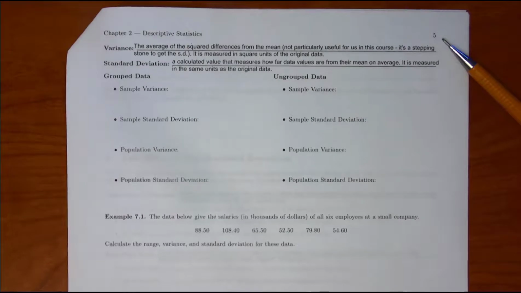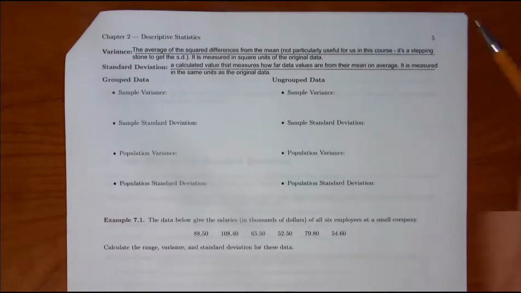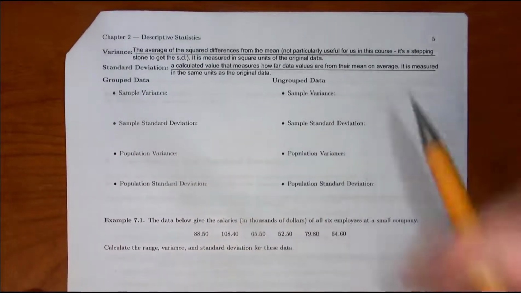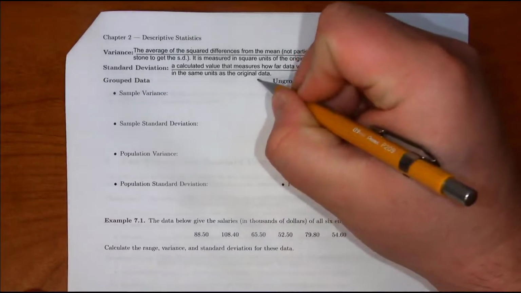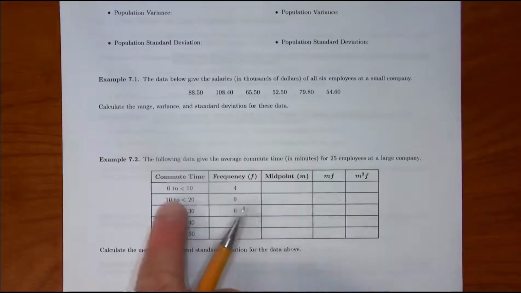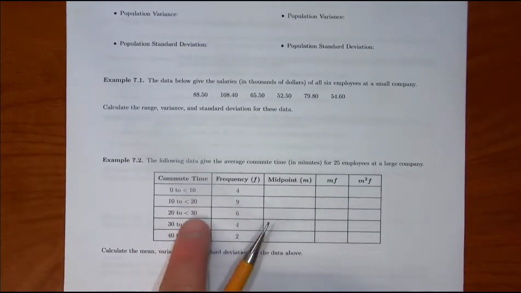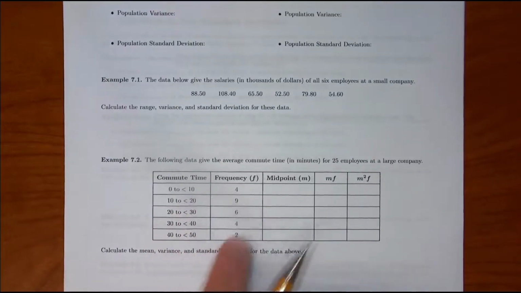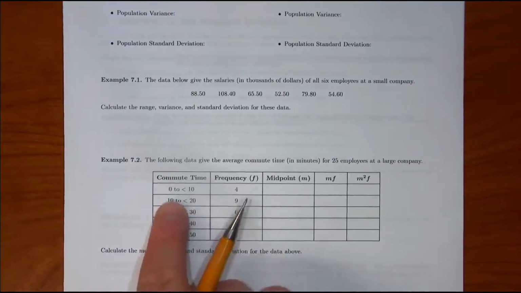Now, we're going to have one set of formulas for grouped data, another set of formulas for ungrouped data. Remember, grouped data is like this, where you have a chart with classes. You're grouping 0 to 10, 10 to 20, 20 to 30, 30 to 40, 40 to 50, et cetera, et cetera. Okay? You're grouping your data. That's grouped data.